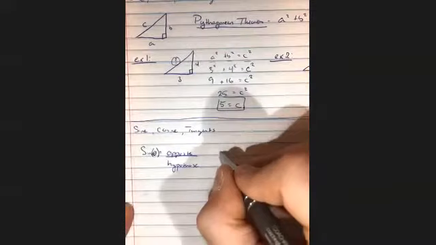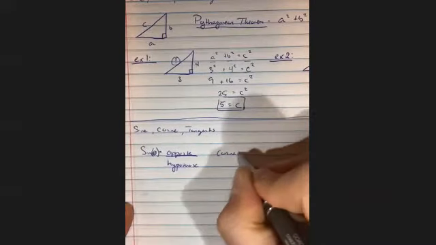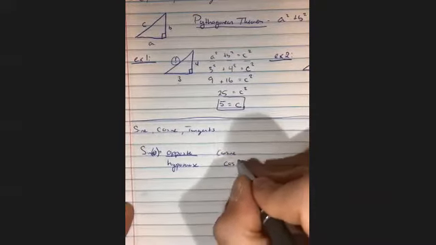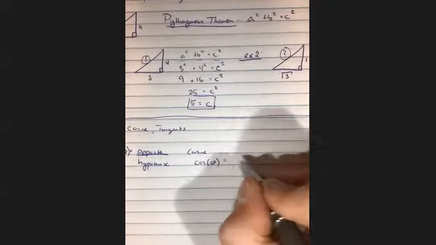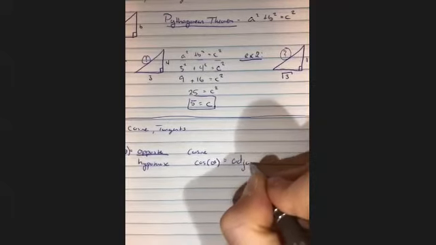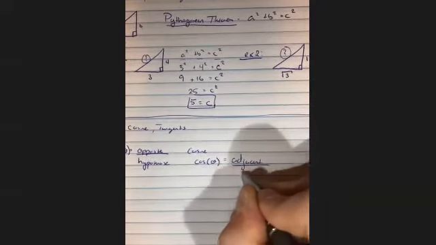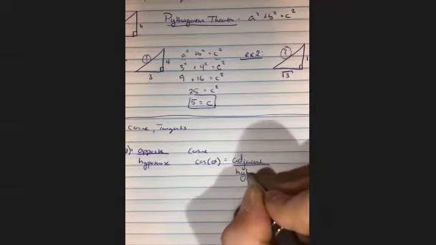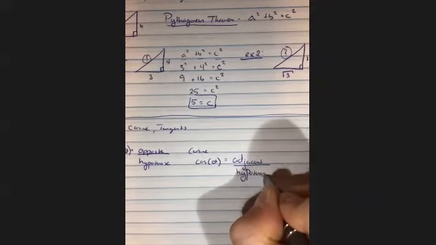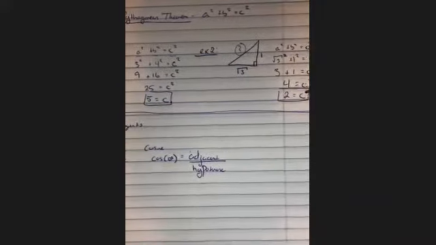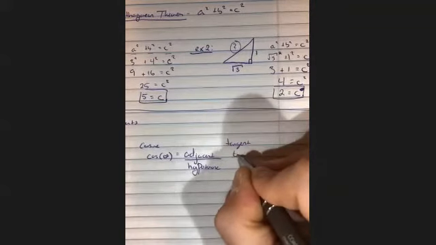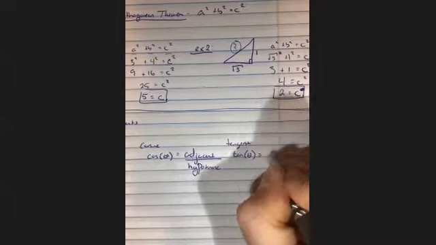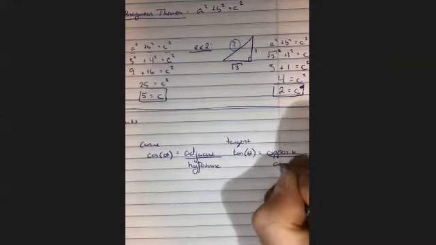For cosine, the 2 things I need, so let's say the cos of an angle, I'm going to need the adjacent, and I'm going to need the hypotenuse. And for tangent, let's say I have the tan of some angle, I need the opposite, and I need the adjacent.